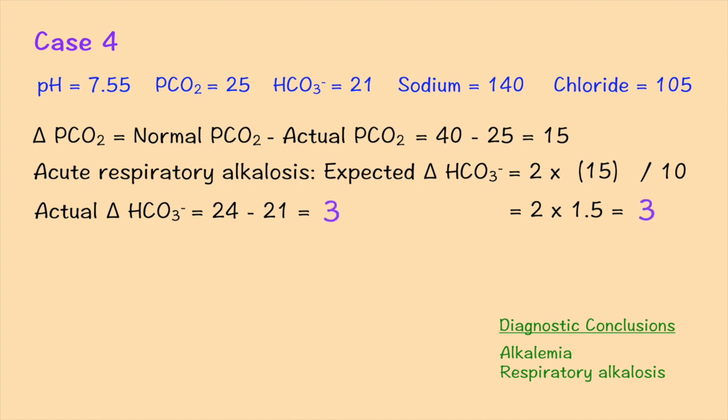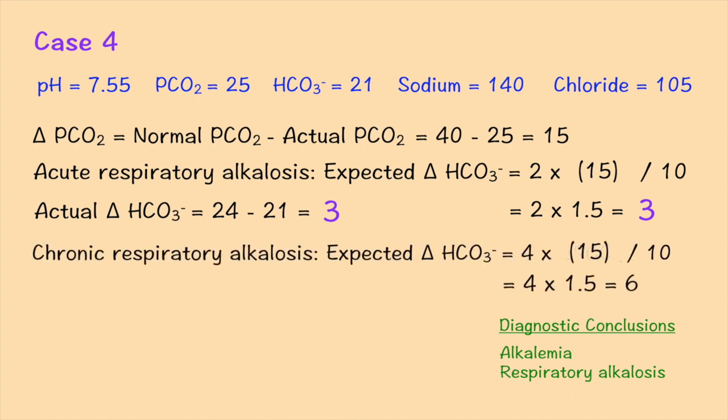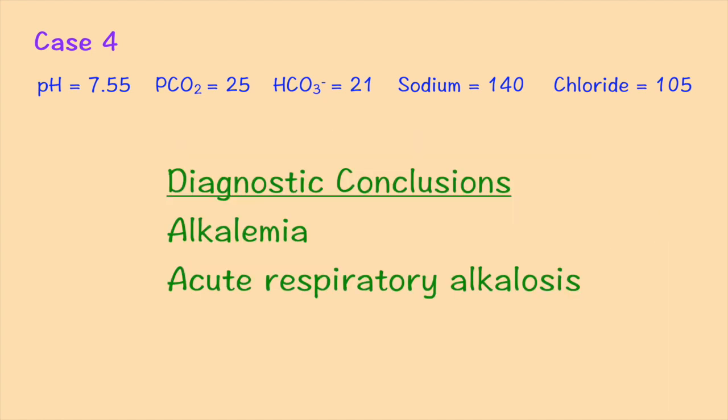Had the process been more chronic, we will find as we explore, the bicarb would have lowered more, by 1.5 times 4. I just thought it would be fitting, as I ended this review, to give, at last, a one-disorder simple one to you. Answer: acute respiratory alkalosis.